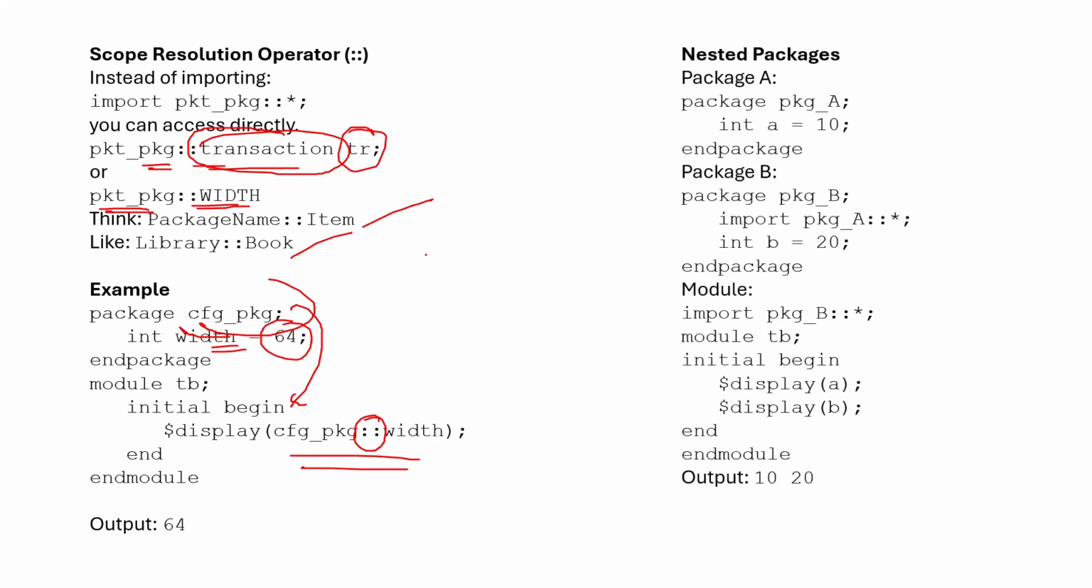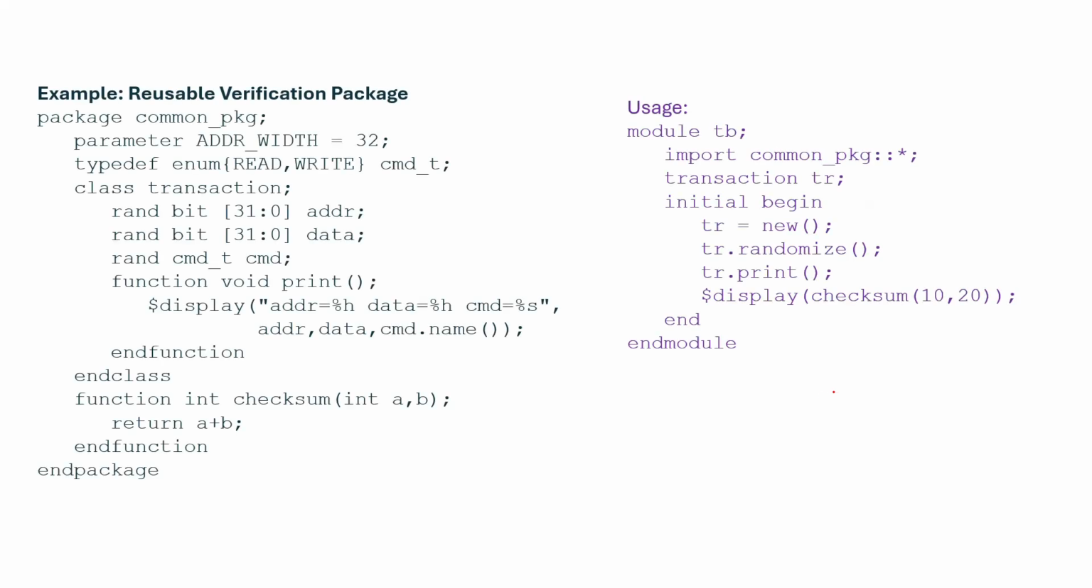Nested packages: see, package A. This handle I am representing in my package B. That means package B is there, and in that package B, whatever package A has is also available. Now I want to import all the packages, then I can call package B in my TB, and I will get package A also, because in package B, package A data is also available, right? So that's the reason I'm taking it.